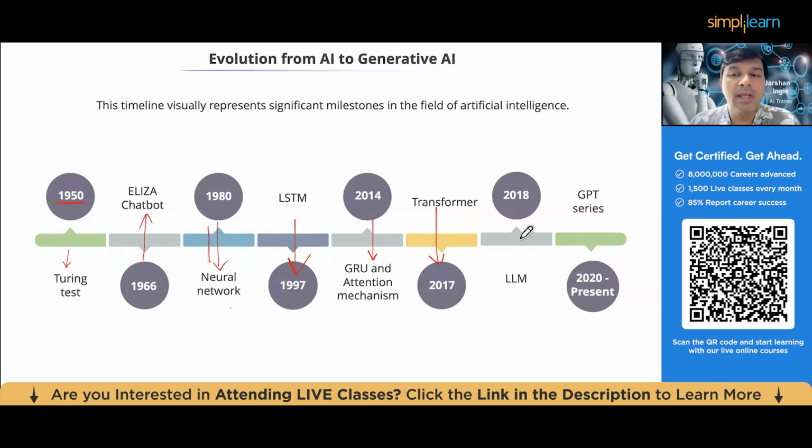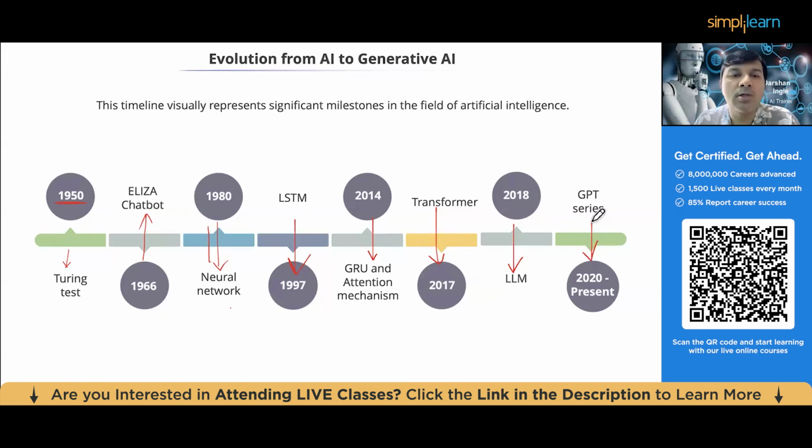Then from 2018, the GPT series started coming into the picture. OpenAI started releasing their GPT models, showing the power of pre-trained language models, and suddenly machines could generate fluent, human-like text. So this is how it happened. And from 2020 to the present, GPT-3 came, GPT-4 came, Claude, Llama, DeepSeek.